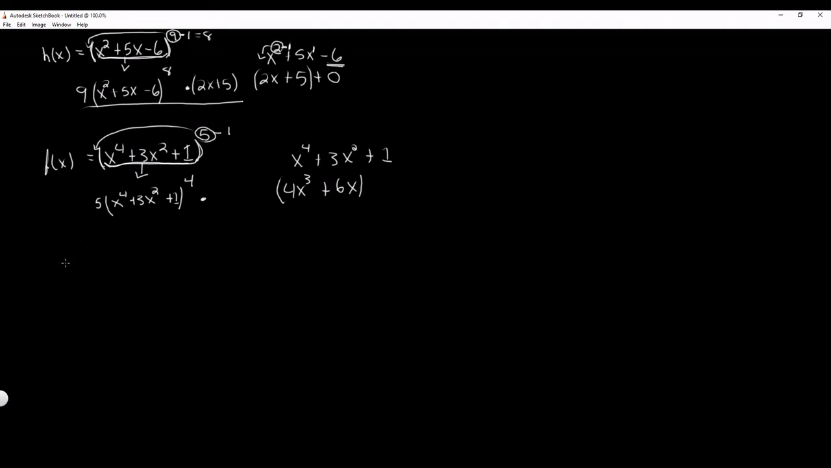So if we rewrote all this, this would be 5 times x to the 4th plus 3x squared plus 1, all raised to the 4th power, times 4x cubed plus 6x. And that is the answer to this problem.